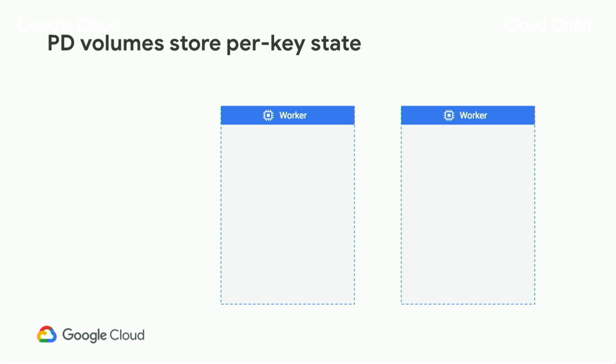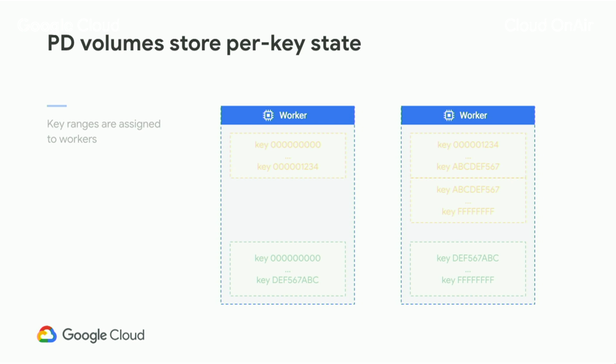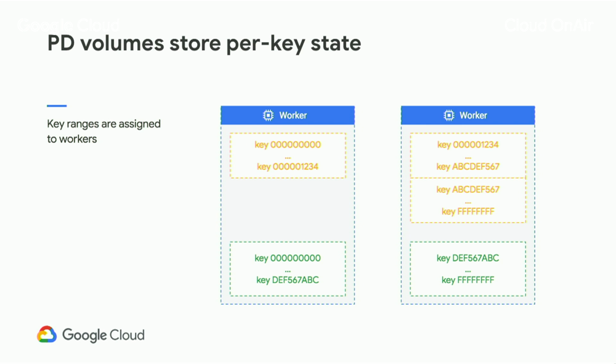So let's take a look at what happens when you start your streaming job. First off, we'll create a processing cluster of streaming workers. We'll assign the keys to each individual worker. As you see here, the keys of the before shuffle operation and the keys of the after shuffle operation are being assigned to different workers, and some workers might get more work than others.